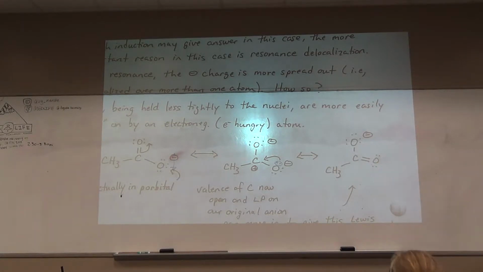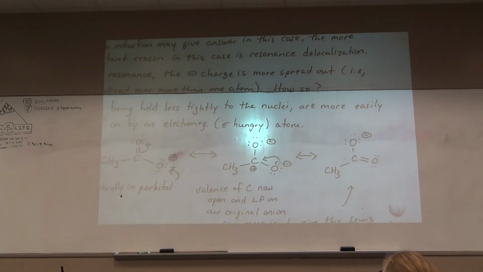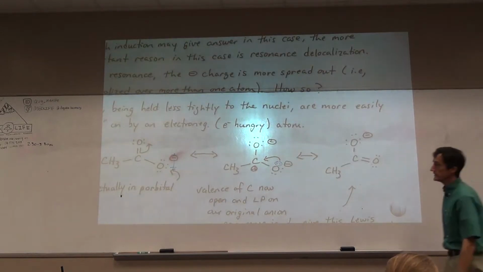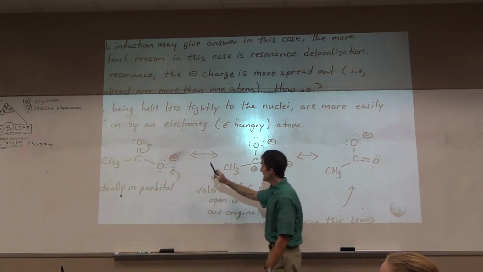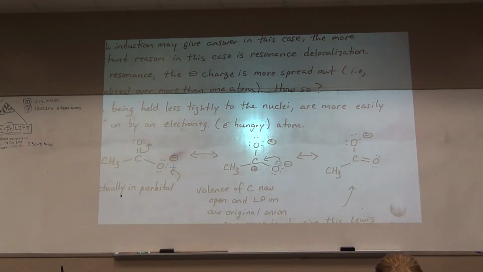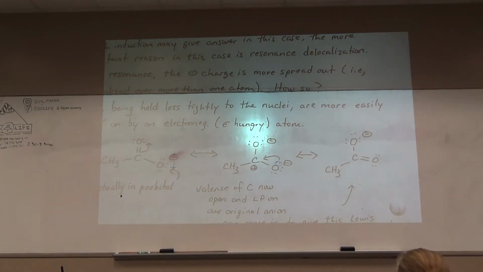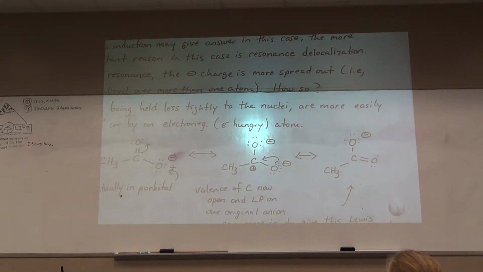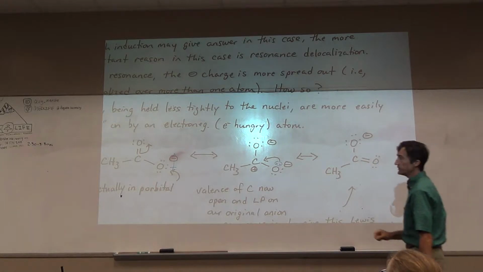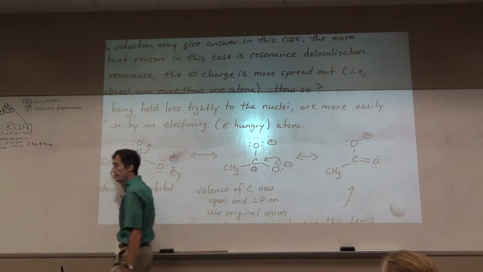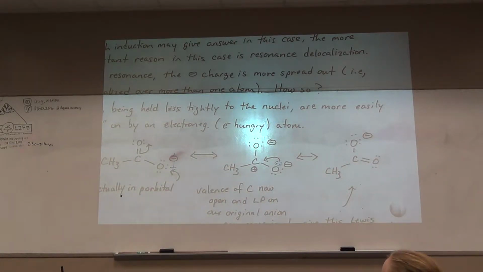Then we'll talk about hybrids. The true structure of this compound here, this anion, is not this. It's actually a blend of all these resonance structures. Whenever you have resonance, an individual structure you draw is not the true structure. Resonance is more of a blended type of structure. Okay?